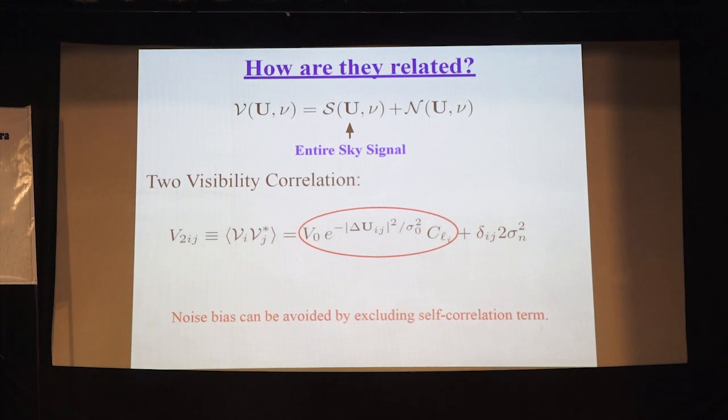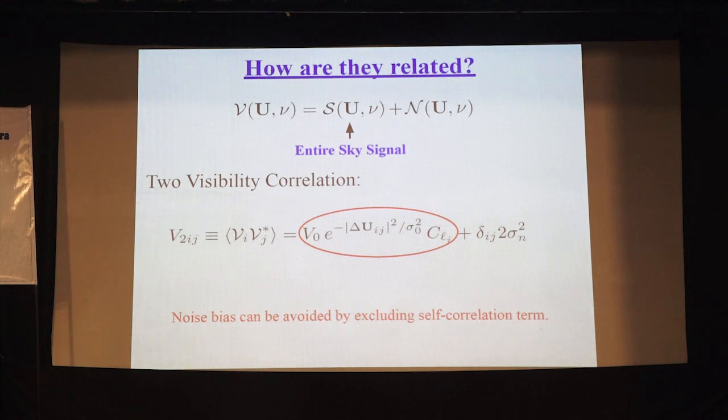So we have to give some sensible quantity so that we can compare this with our understanding of the 21 centimeter signal. That is the formalism we are using, the two visibility correlation. Two visibilities means one pair will give one visibility, another pair will give another visibility. Now, if we combine these two different Fourier modes, what we get is the power spectrum.